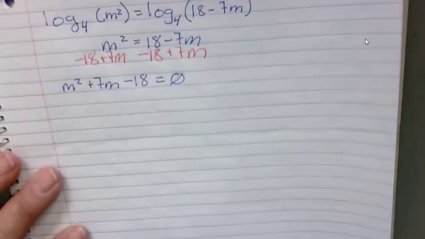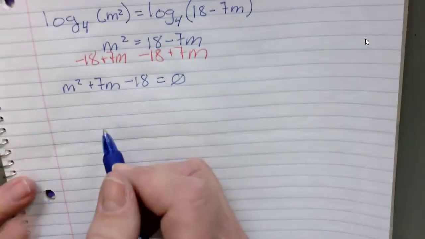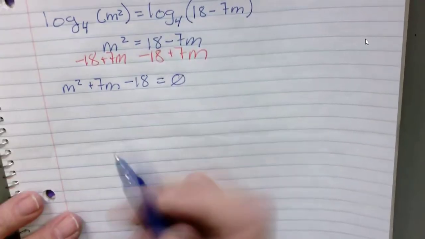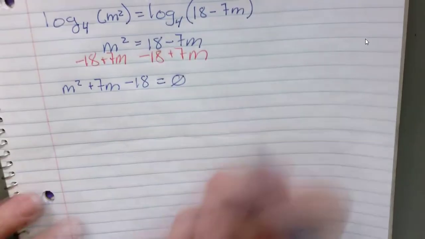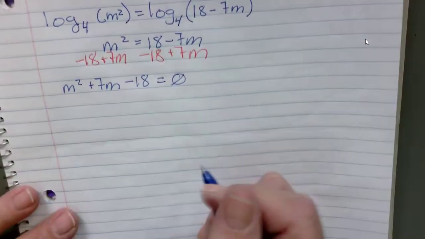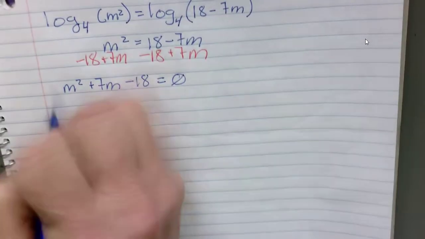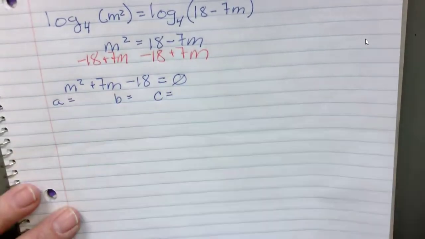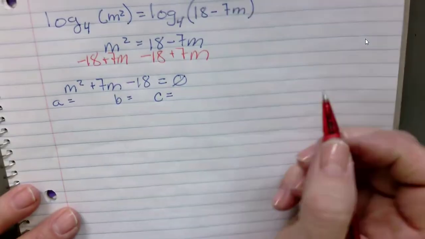All right. From there, we say, hey, can we take out a greatest common factor? And we cannot. We only have a 1, so there's nothing. I mean, the 1 would be the greatest common factor, and there's no reason to take it out. So would you please find your A, your B, and your C? Pause here. Find them. Write them down.